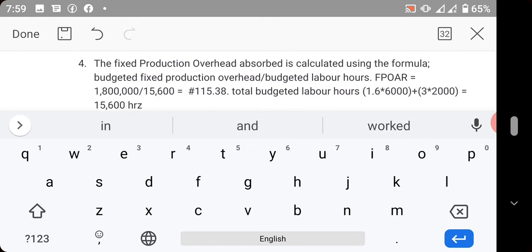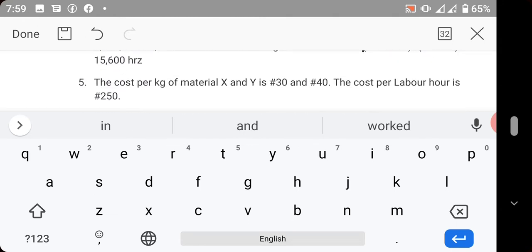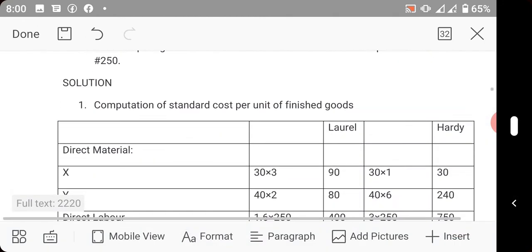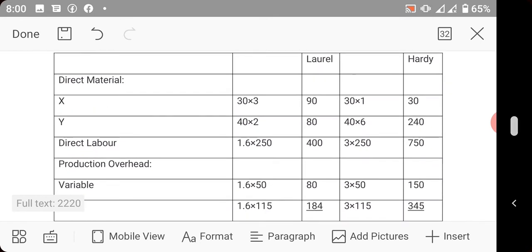So we now have the cost per kg, which we are also given, so that wouldn't be an issue. I use this table to buttress our points. It has a working inherent in it. So I'll focus on Laura and forget about Hardy. You study it by yourself when you go through the class and read the note also. Direct material X: for Laura to be produced, Laura will consume 3 units of X. So what is the standard cost per unit of X?